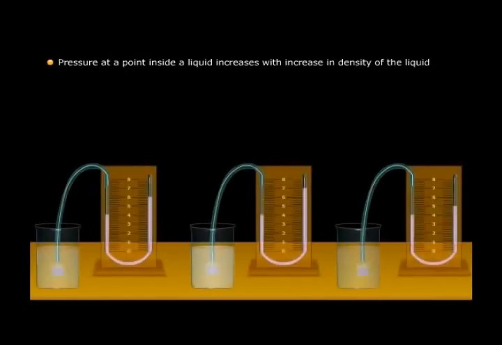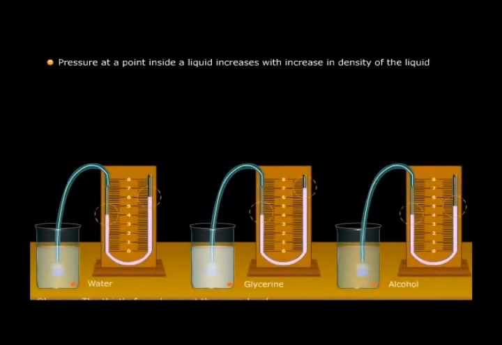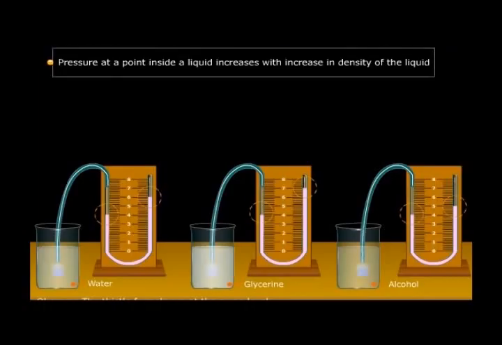Again, observe the differences in the levels of the liquids in the U-tube when the thistle funnel is dipped in water, glycerin, and alcohol. You notice that the difference is larger when the thistle funnel is dipped in glycerin and least in alcohol. This is because glycerin has the highest density of all the liquids and alcohol has the least. Conclusively, pressure at any point inside a liquid increases with increase in density of the liquid.